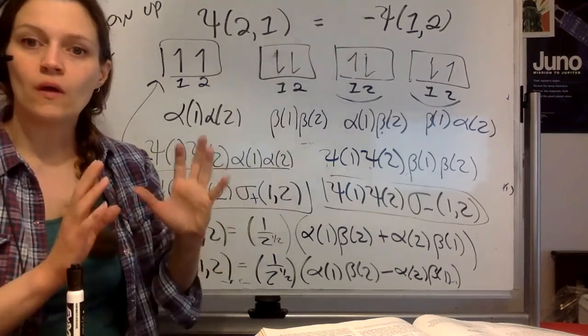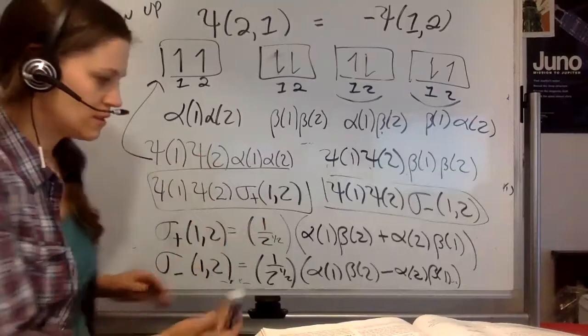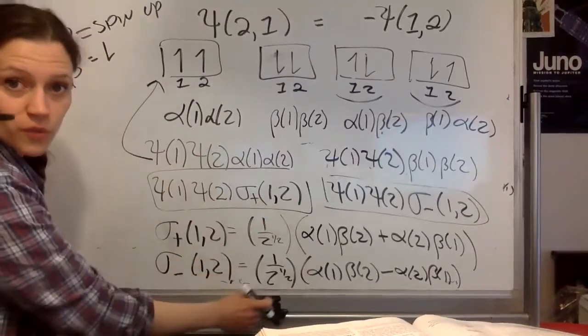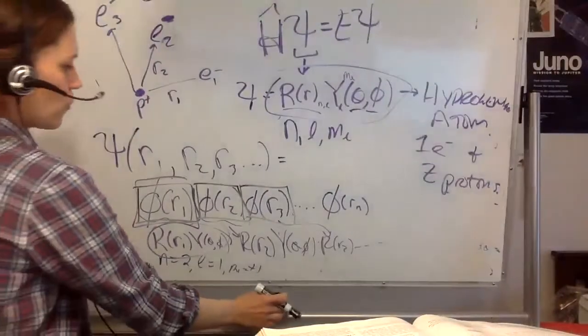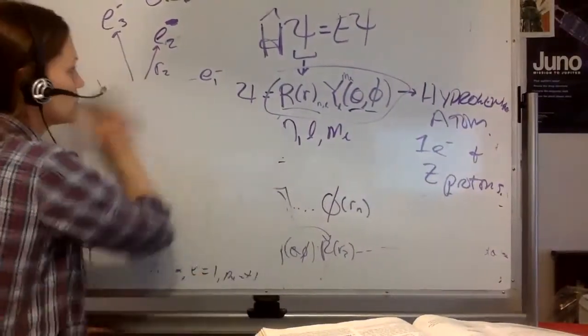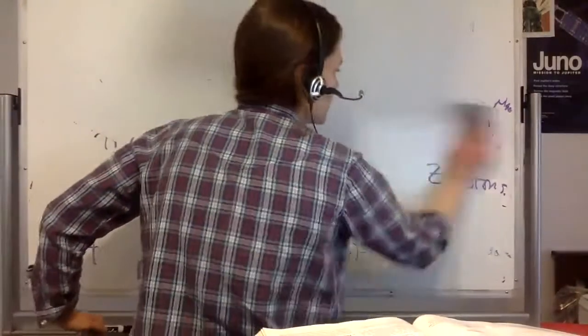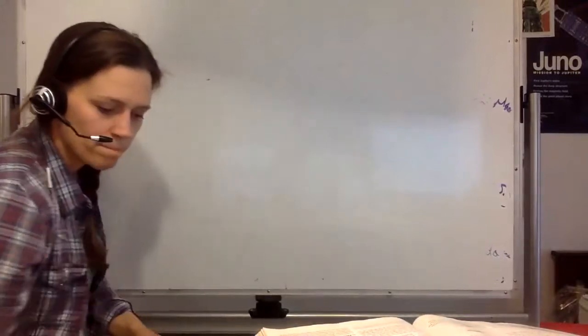Cool. Okay, the way we do that is via a determinant. So we call them Slater determinants.